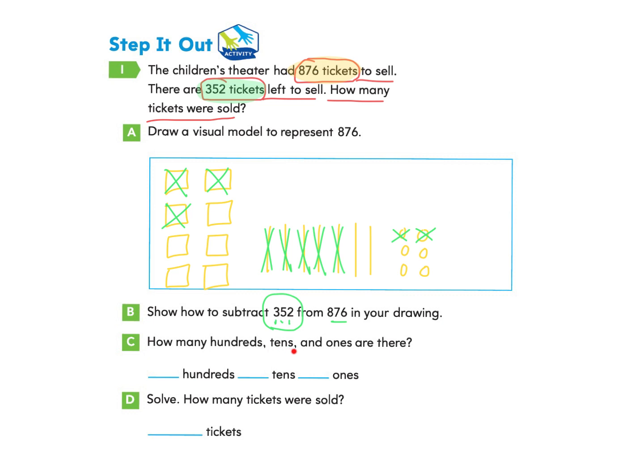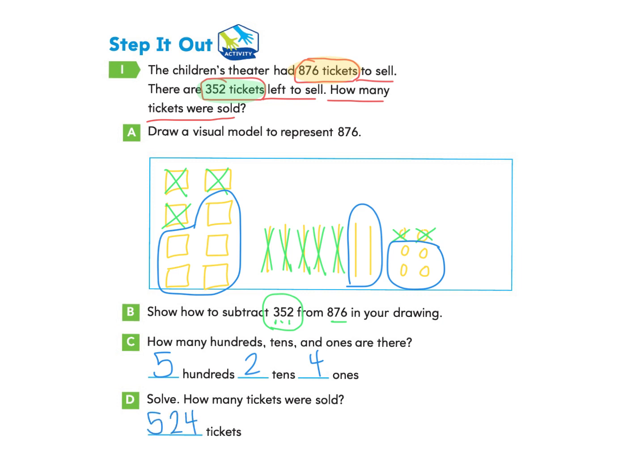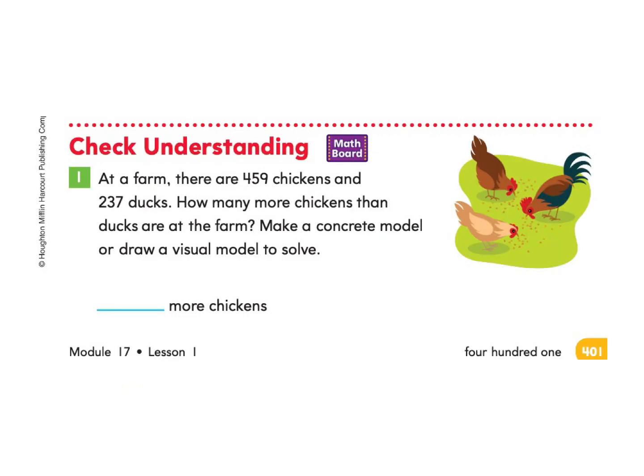Now we can look at part C. How many hundreds, tens, and ones are there? Well, we see that there are 5 hundreds left, there are 2 tens left, and there are 4 ones. So we have solved this problem. How many tickets were sold? We can answer that there were 524 tickets sold. Let's take a look at the check for understanding.